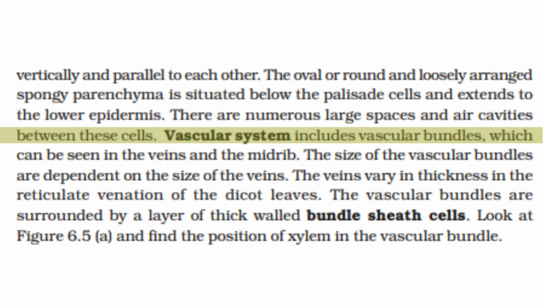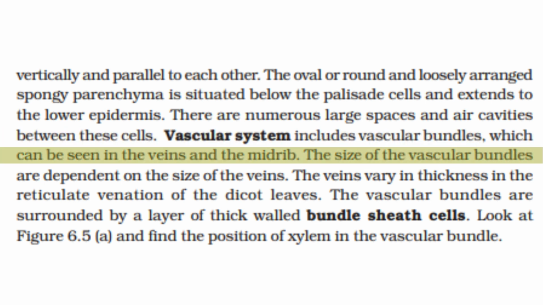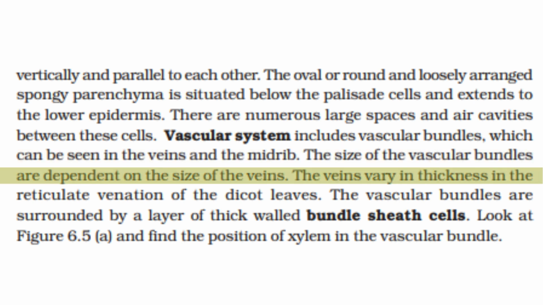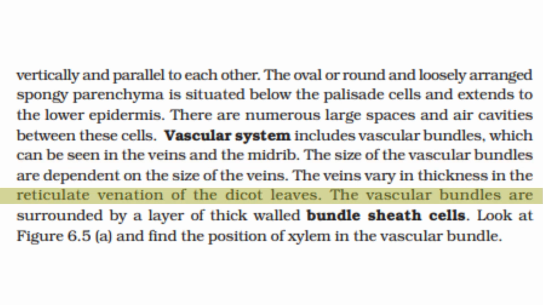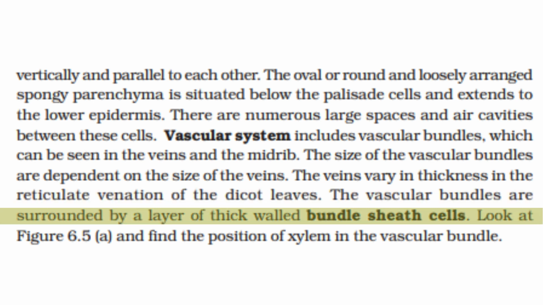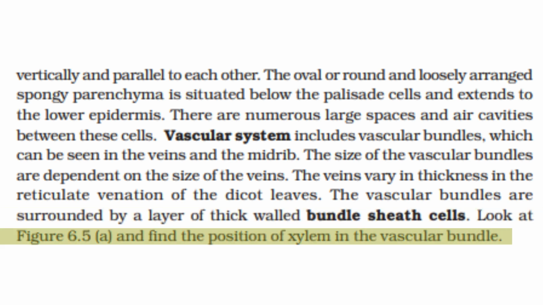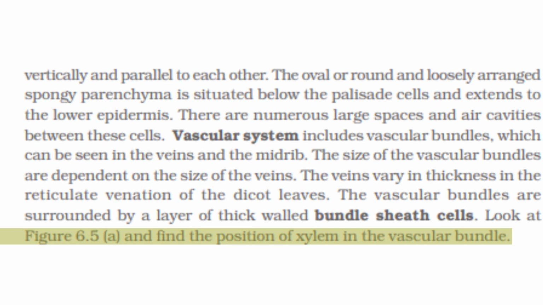Vascular system includes vascular bundles, which can be seen in the veins and the midrib. The size of the vascular bundles is dependent on the size of the veins. The veins vary in thickness in the reticulate venation of the dicot leaves. The vascular bundles are surrounded by a layer of thick-walled bundle sheath cells. Look at figure 6.5a and find the position of xylem in the vascular bundle.